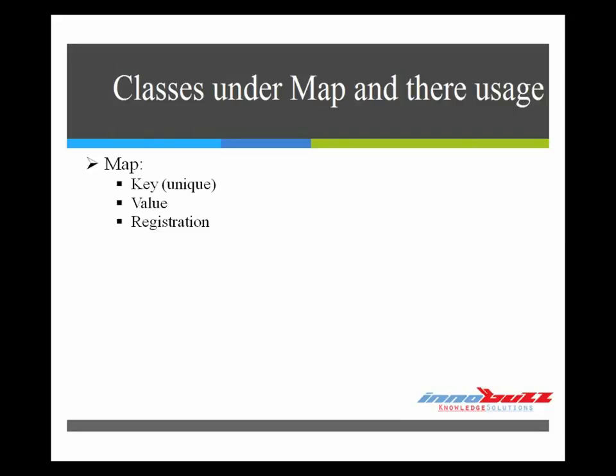There are two very important implementing classes of the map interface: the hash table and the hash map. They are close to each other. The difference is that the hash table is synchronized and it does not permit null. So these are very important classes.